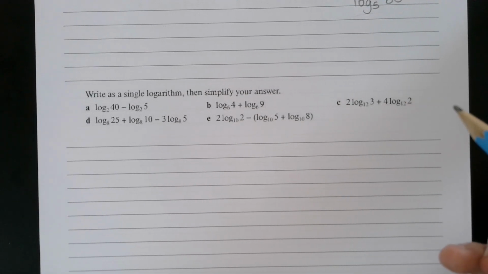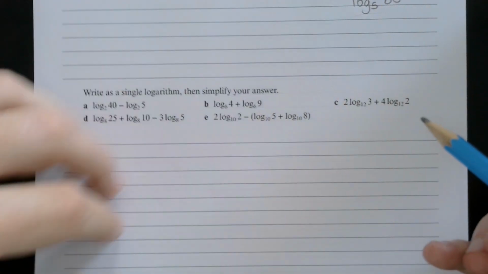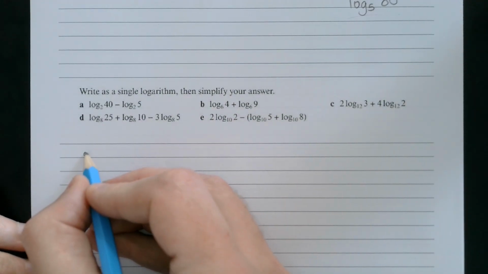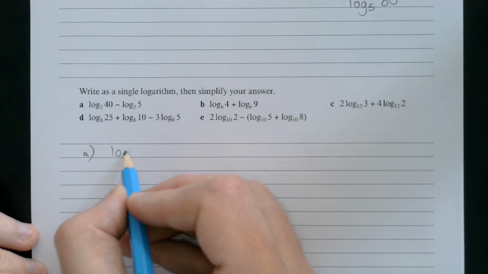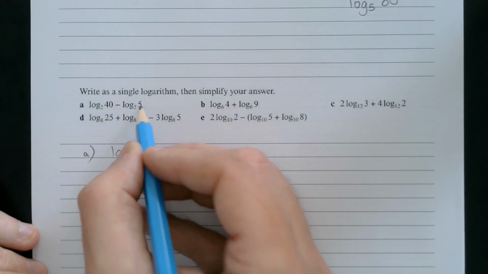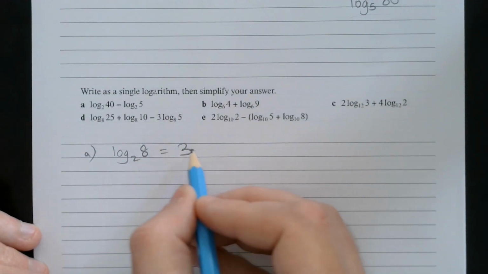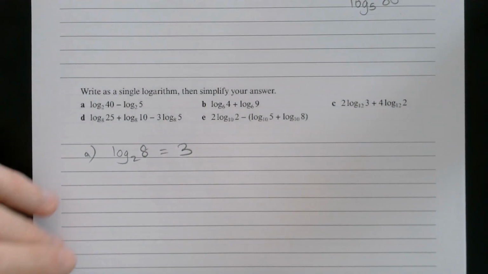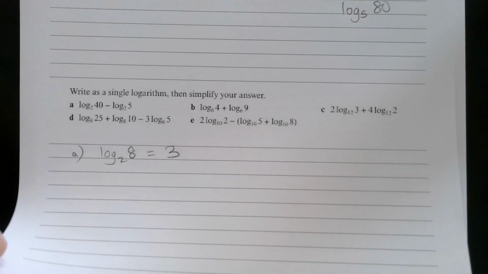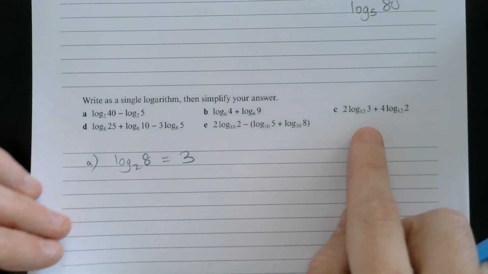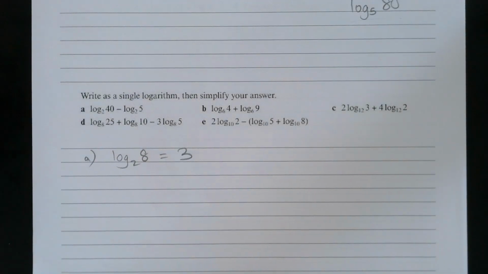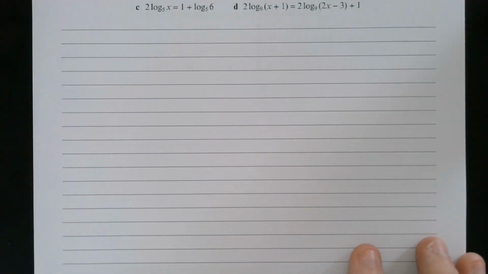These ones now say simplify, but it's going to be the same sort of idea. Just do the first one to show you. You're doing 40 divided by 5, and that is 3 because 2 to the power of 3 is 8. You can use a calculator to check them, but I would try and do it in your head because it gives you an understanding that you don't get by just putting it into a calculator.